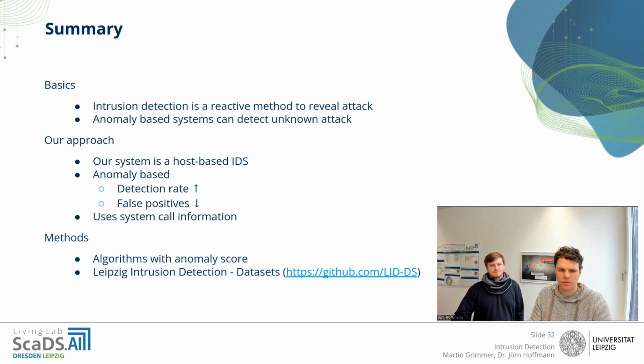And in our approach, we use a host-based virtualized intrusion detection system with anomaly detection algorithms. The system has a high detection rate and a low false positive rate. And as data source, we use our system call information. For our methods, we have presented a simple algorithm for intrusion detection with system call graphs, but we also use other algorithms like artificial machine learning algorithms to compute an anomaly score, and we have built up an intrusion detection data set which you can use for your own experiments.